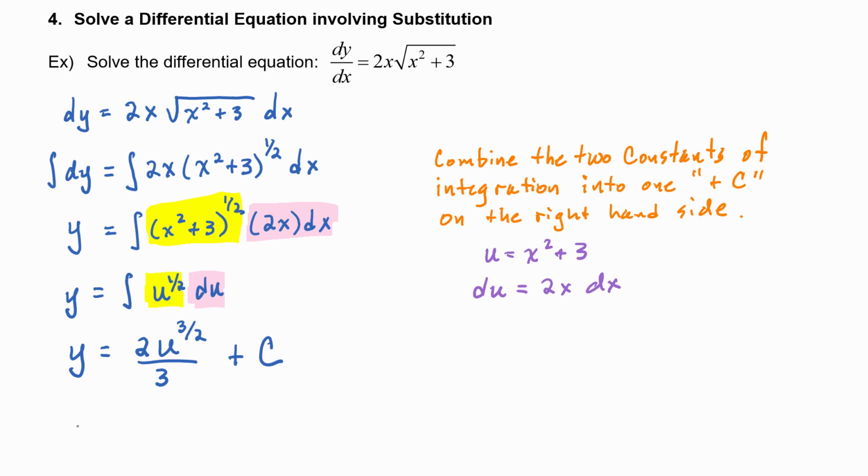So this becomes y is equal to 2/3 times the quantity x squared plus 3 to the 3/2 plus c. And this is the solution to our differential equation.